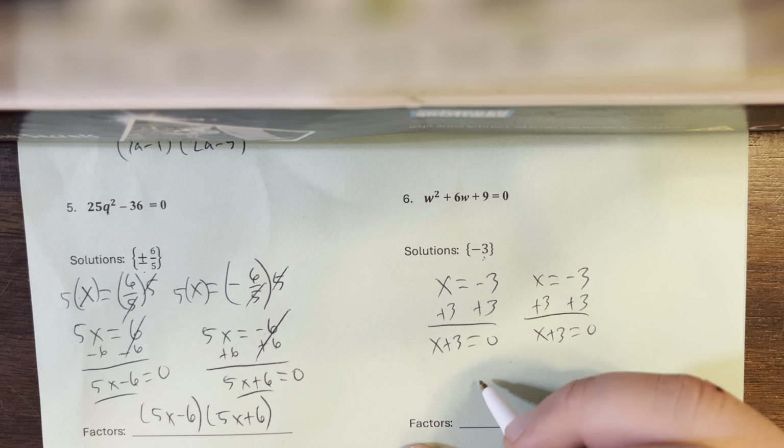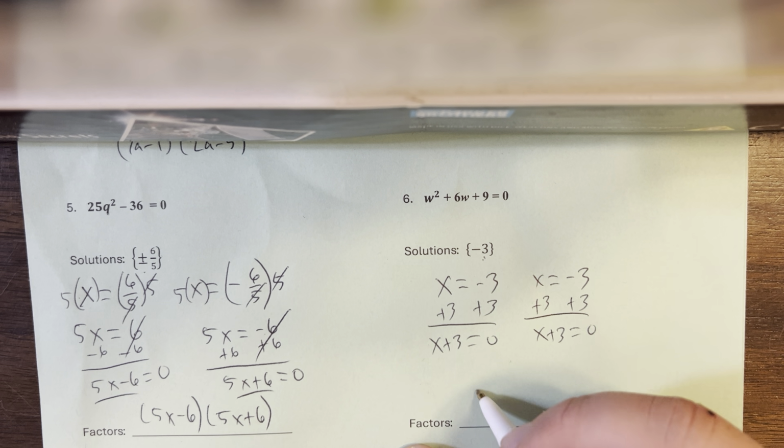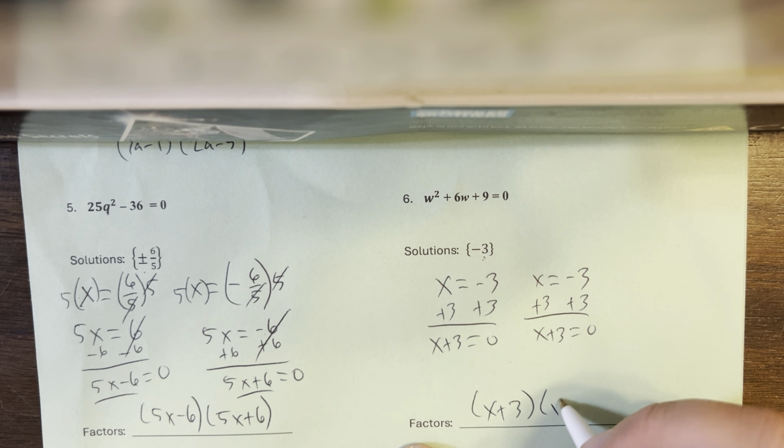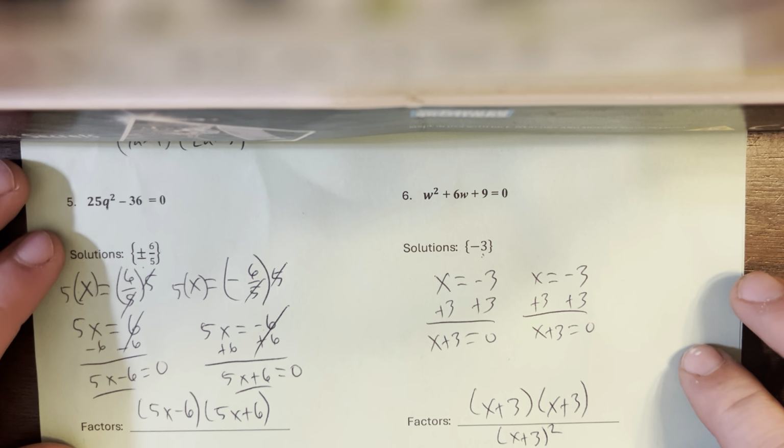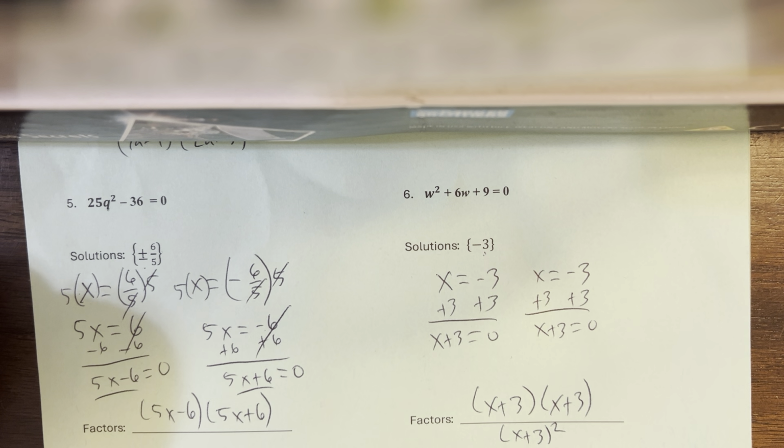And so you can write it one of two ways. You could write x plus 3 times x plus 3, or you could write x plus 3 squared. Both of those would get the same thing.